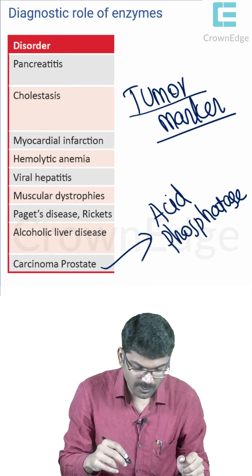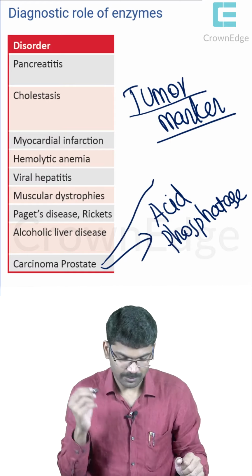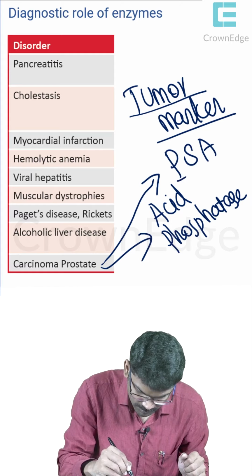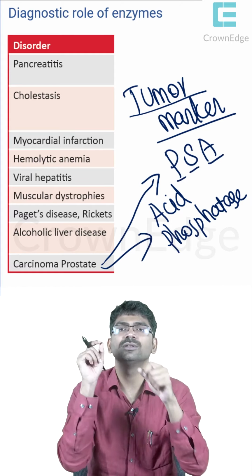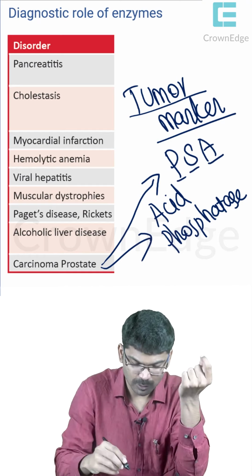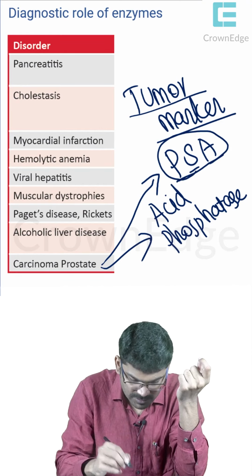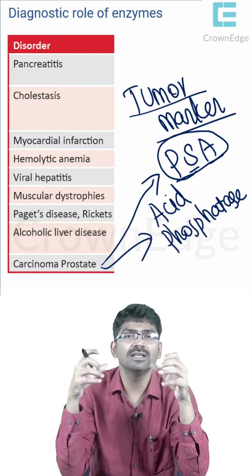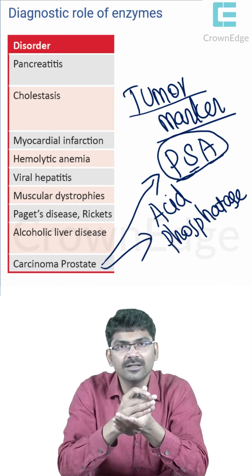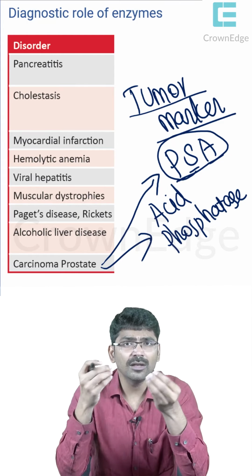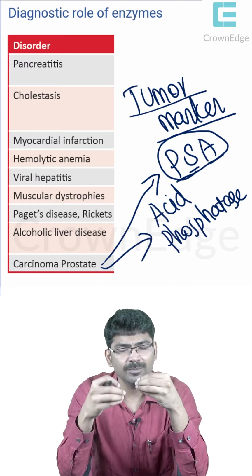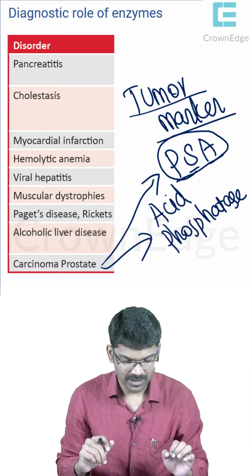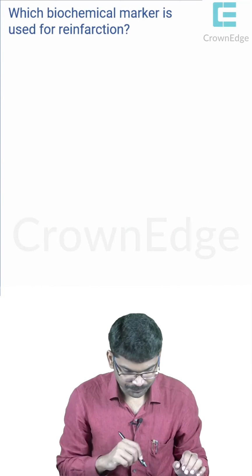So in carcinoma of prostate, better than acid phosphatase, we do PSA, prostate specific antigen. So this is better than acid phosphatase. Prostate specific antigen is specific for prostate. Okay, so this is a tumor marker. So you can use proteins and enzymes to detect tumors. Again, you can also monitor the response to treatment by the decreasing level of tumor markers, right?